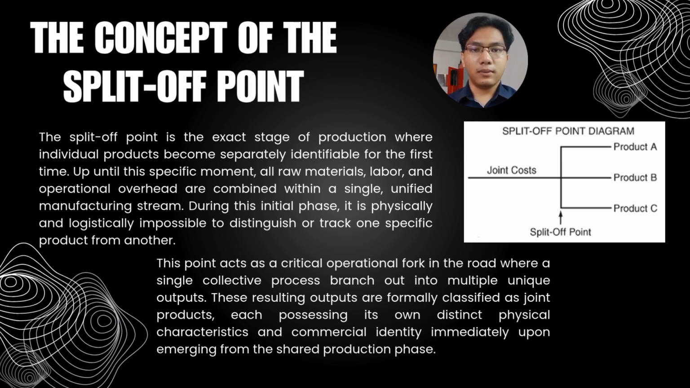If we look at the split-off point diagram on this slide, we can visualize how this works. We have a single line on the left representing the combined inputs. Then we have a clear visual intersection. This point acts as a critical operational fork in the road where a single collective process branches out into multiple unique outputs. These resulting outputs are formally classified as joint products. Each product possesses its own distinct physical characteristics and commercial identity immediately upon emerging from that shared production phase.